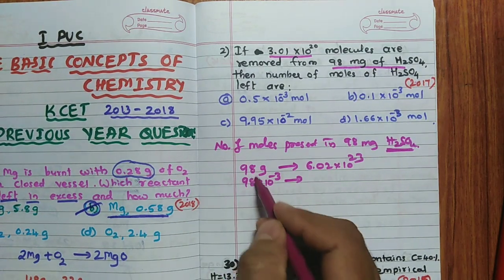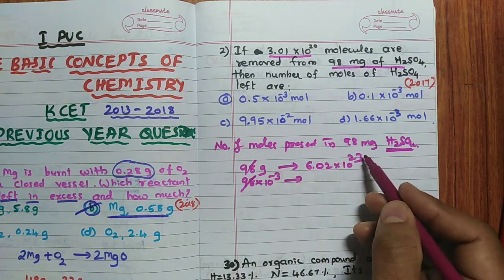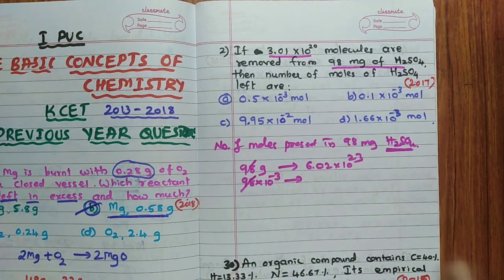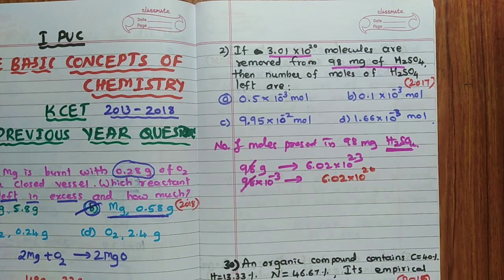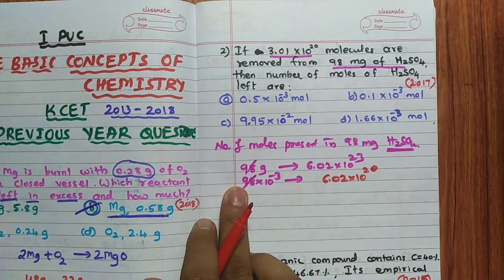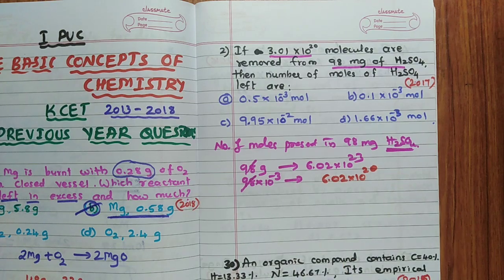Hence what we will do, we will cancel these two. Which means 6.02 into 10 to the power 23 minus 3. Which means what is the answer? You will get it here: 6.02 into 10 to the power 20. Correct? Any doubt? You can see that once again. 98 gets cancelled. Minus 3 we take here, multiply with this, so 20 is left. This is fine. Then second, what we will do?